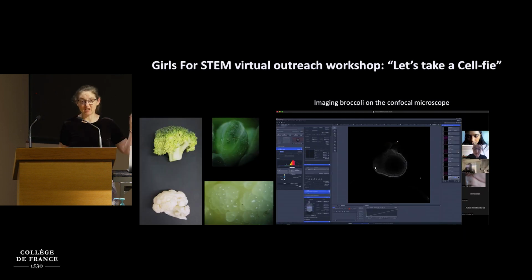We've been having a ton of fun doing outreach during the pandemic, doing outreach to middle school age girls online over Zoom. We've been taking broccoli and cauliflower and staining it and then imaging it on the confocal microscope and letting them see how we image this and see that their broccoli and cauliflower are made out of cells. You guys know what cauliflower actually is, what part of the plant that is? No. It's the meristem. It's the growing tip of the plant. So you're eating tons of meristem.